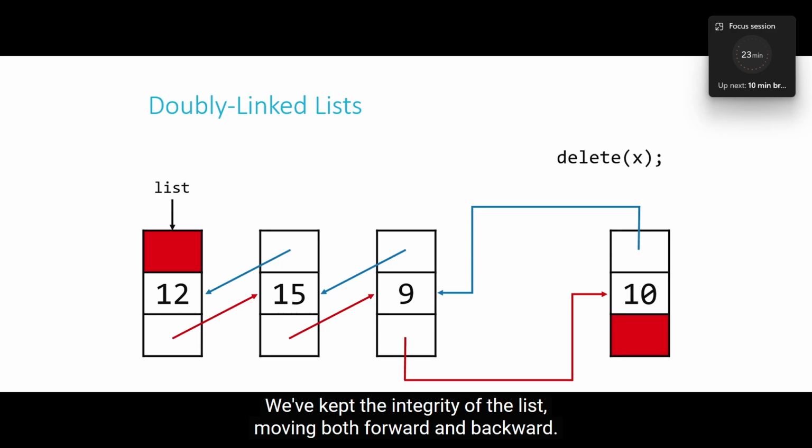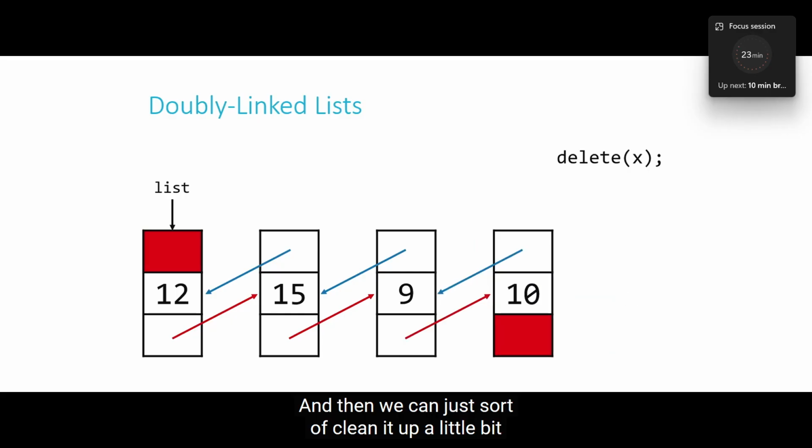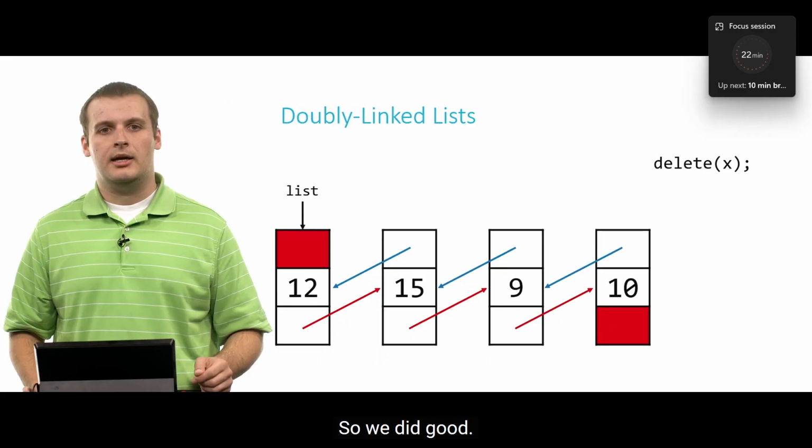We've kept the integrity of the list moving both forward and backward. And then we can just clean it up a little bit by pulling the list together. We rearranged the pointers on either side, and then we freed X, the node that contained 13, and we didn't break the chain. So we did good.